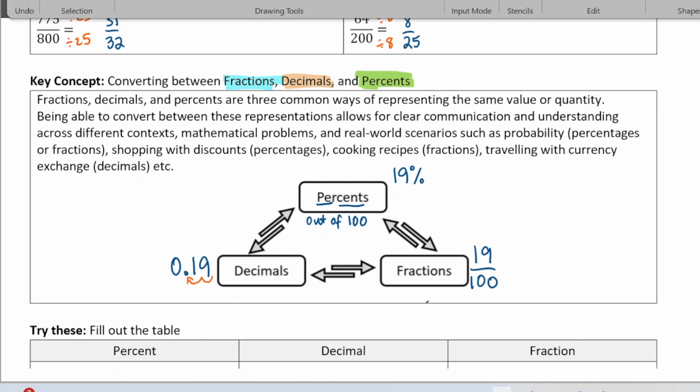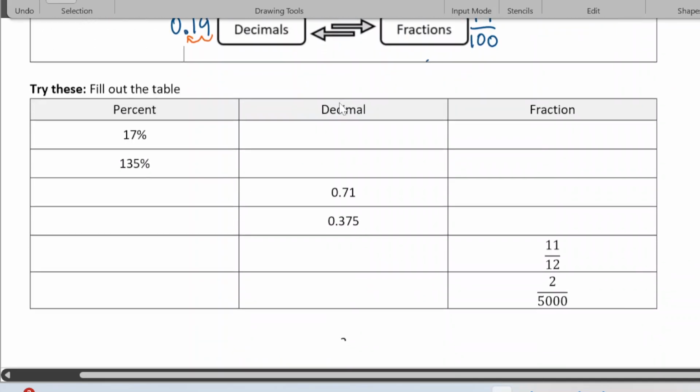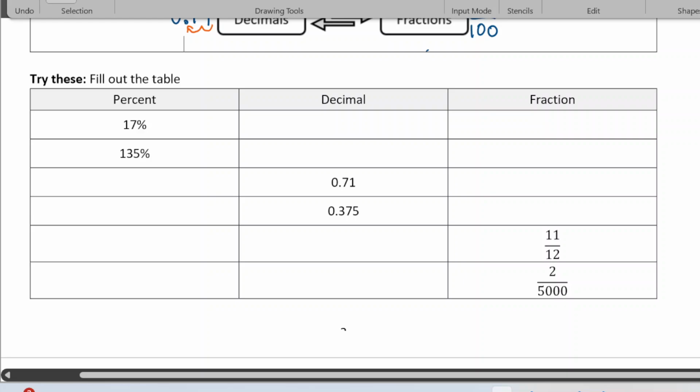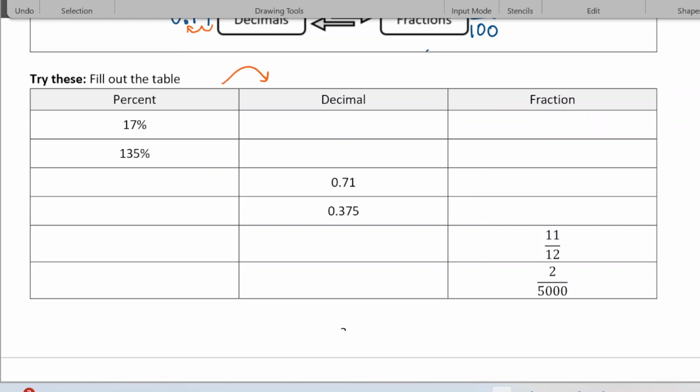So let's practice converting here. All right, so let's start with the percents. To go to a decimal, again, we just divide by 100. So you just simply move the decimal place 2 spots. So it's 0.17. And as a fraction, remember percent means out of 100. So we write 17 out of 100.